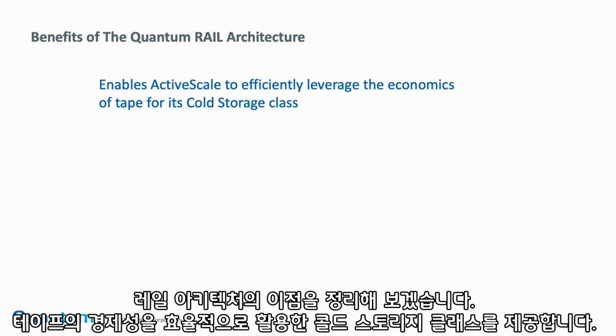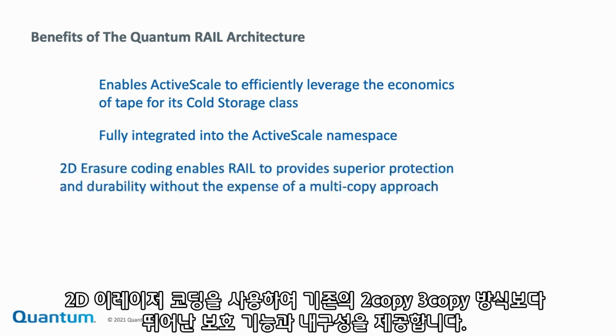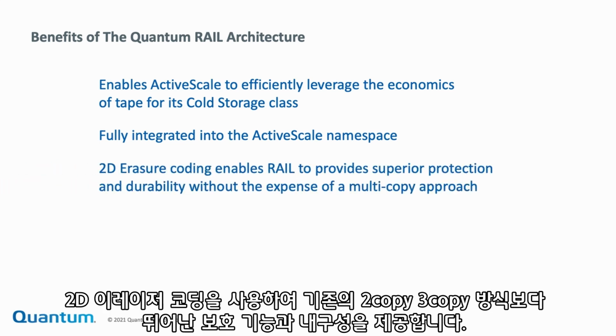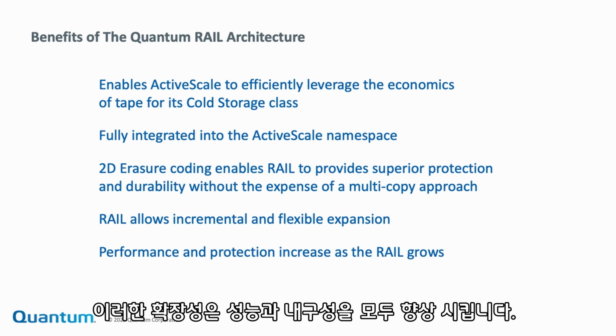Now let's review some of the benefits RAIL provides. It enables ActiveScale to efficiently leverage the economics of tape for its cold storage class, which is fully integrated into the ActiveScale namespace, and with 2D erasure coding, RAIL provides superior protection and durability without the expense of a multi-copy approach. RAIL allows incremental and flexible expansion, and that expansion increases both performance and protection.